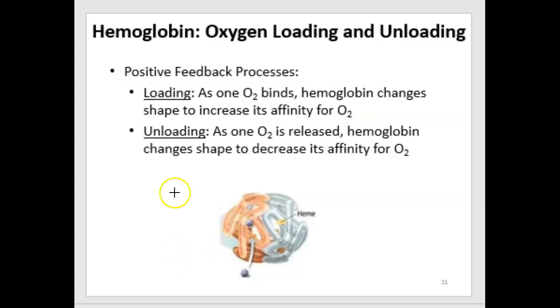But it works in reverse as well, which largely deals with the partial pressure of oxygen available as well. As one oxygen is released, hemoglobin changes its shape and it tends to lose the next one, and then it loses the next one, and the next one, which is primarily due to how much oxygen is even available. So we'll really focus on that more.